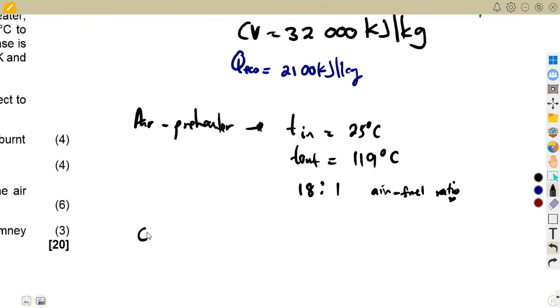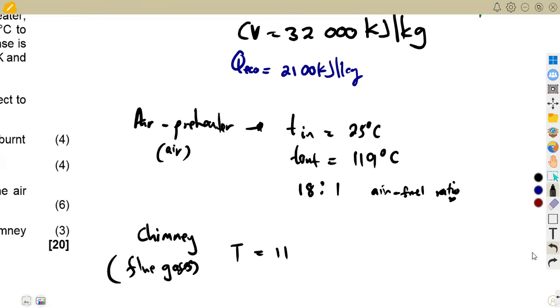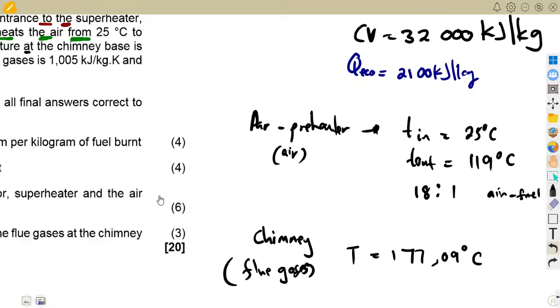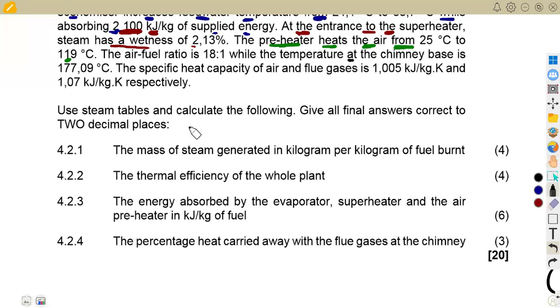So you have to be able to understand this. The part of the chimney is the part of the flue gases. This is the part of the air. All right. So at the chimney there, we are given the temperature that is affecting our chimney, which is 117. The base temperature is the output temperature. This is your output temperature. All right. So also we are given the specific heat capacity of air.